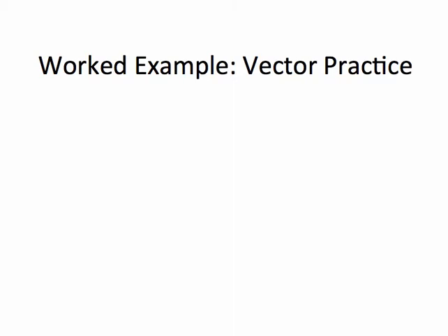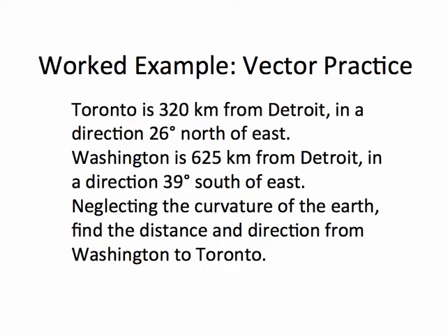We're going to tell a little story problem, and it's going to be a geography problem that involves three different cities: Toronto, Detroit, and Washington. In the problem, we're given information about how Toronto and Washington are each positioned relative to Detroit, and then we're asked to deduce something about the relative positions of Washington and Toronto. It turns out that the mathematics of vectors is very useful in answering such a question.